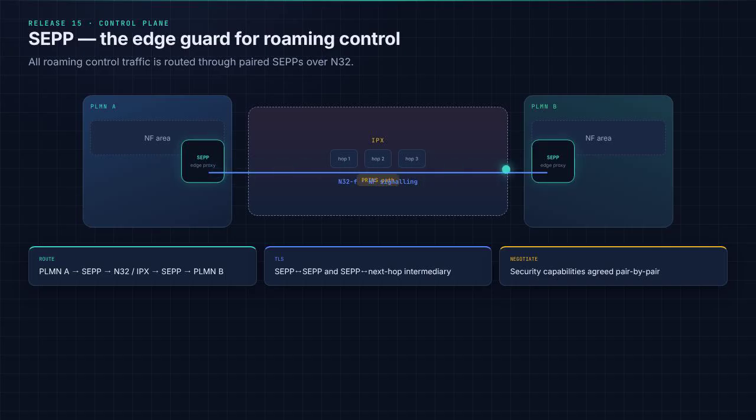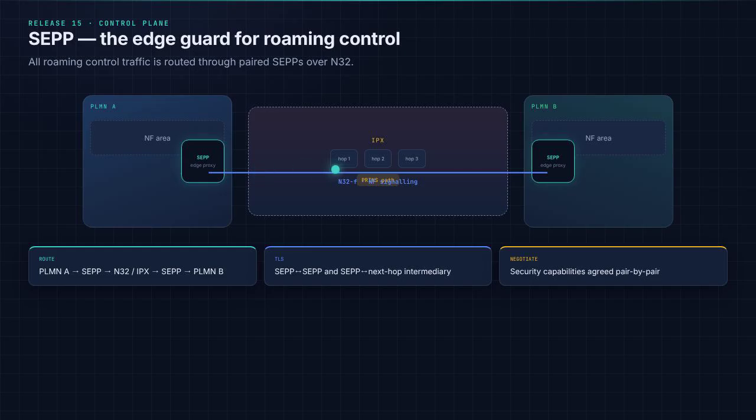Here is the rule the standard locks in. All roaming control traffic is routed through the SEPP and across the N32 interface to the other PLMN's SEPP. A control message does not wander out of PLMN-A and hope for the best. It goes to SEPP-A, then over N32 through the interconnection path, then into SEPP-B, and only then toward the peer network functions in PLMN-B. TLS protects the hop between SEPPs and also the hop between a SEPP and the next hop intermediary in the IPX when that topology is used.